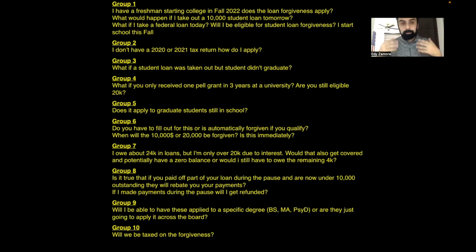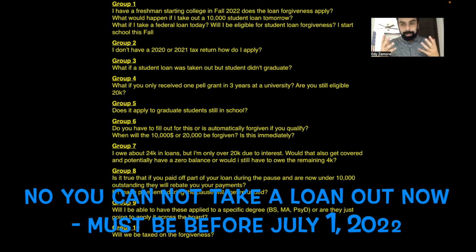Okay, so right at the top, the first question I've gotten, and I have a variation of these questions, is basically, can we take the loan out now and get the loan forgiveness? And the answer is no, you can't do that. It's got to be a loan established before January 1st of 2022. What I mean by established is, for the students going into college next year for the fall of 22, you're probably thinking, well, we accepted a loan in May or June or July before starting school. Does that count? And the answer is no.